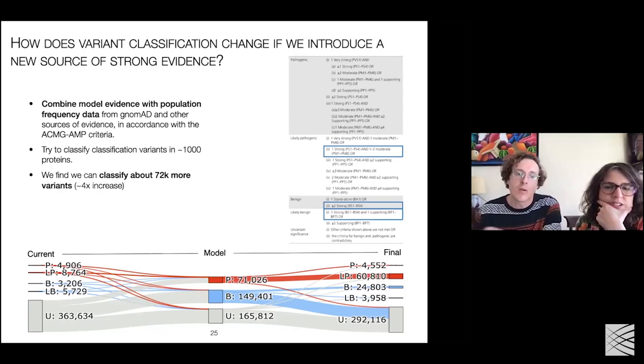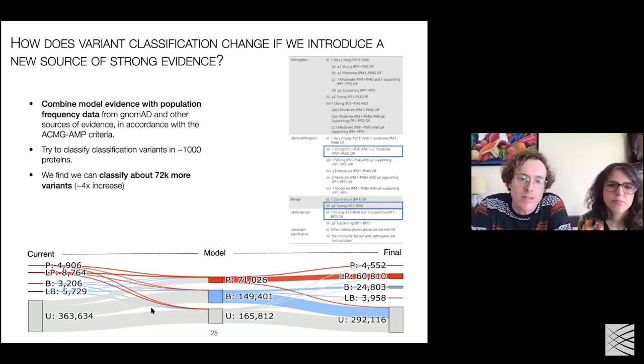So what we did here is we took the roughly 1,000 proteins in this initial study of ours, and we performed variant classification according to the ACMG criteria, but now using our model as a new form of strong evidence. What this Sankey diagram at the bottom shows is how this process looks. On the left, we have the lay of the land before the analysis: the number of pathogenic labels, roughly 5,000, likely pathogenic, benign, likely benign, and then the overwhelming majority are variants of uncertain significance. And we see that the model manages to classify a pretty significant fraction of these.